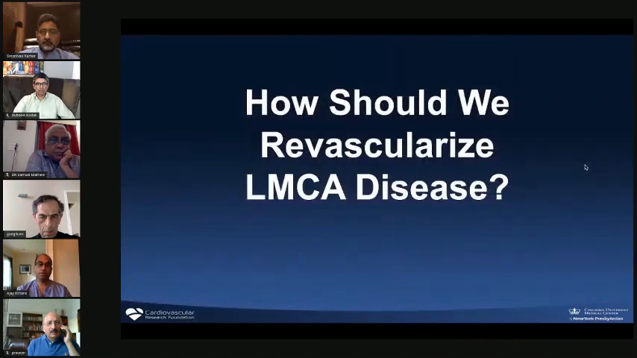Now, the question comes, okay, so we've diagnosed left main disease, and remember, as an interventionalist, diagnosis of left main disease is not just based upon the angiogram alone, because the angiogram can be misleading. You may have to do adjunctive testing to determine if the left main is significant. But if it is, how should we revascularize it? And that's where the crux of the data for this year comes in.